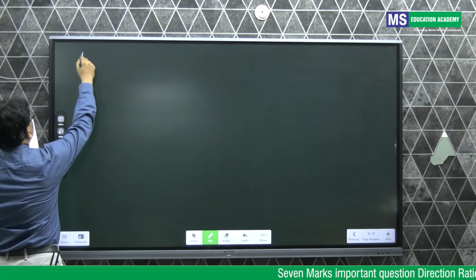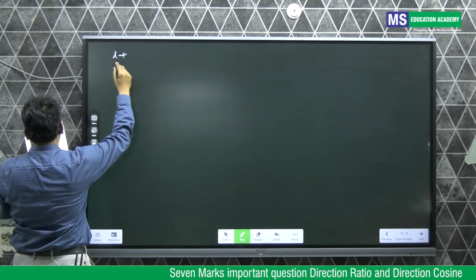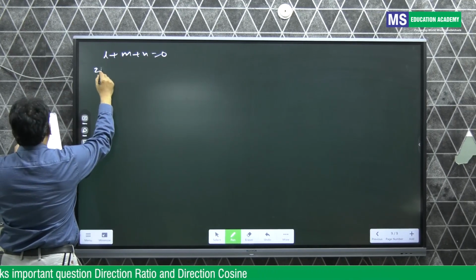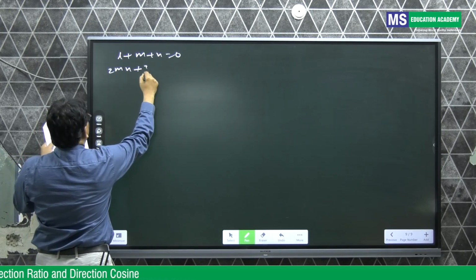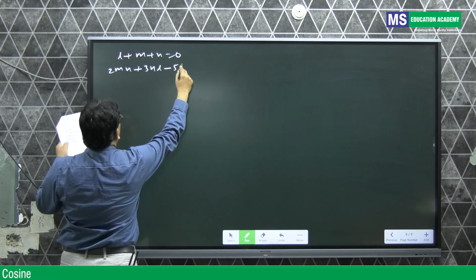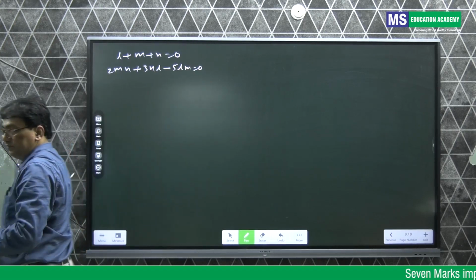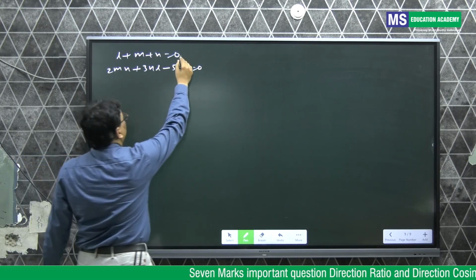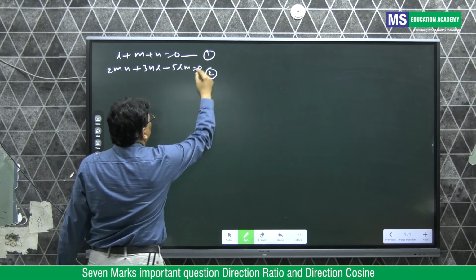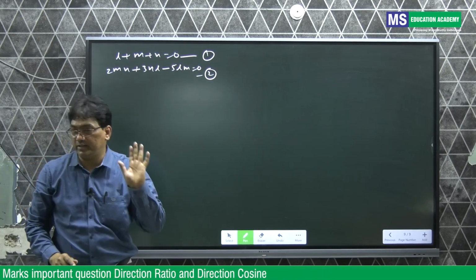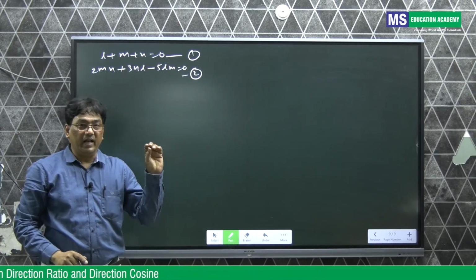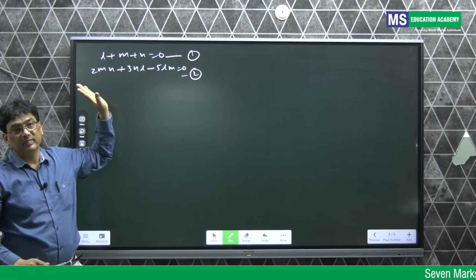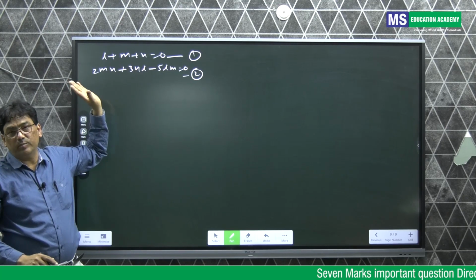The DCs are connected by the relation L plus M plus N is equal to 0 and 2Mn plus 3NL minus 5LM equal to 0. The DCs are connected by the relation like that is given. Procedure is the same, but he has asked the answer directly here. Show that the lines are perpendicular whose DCs are connected by the relations.